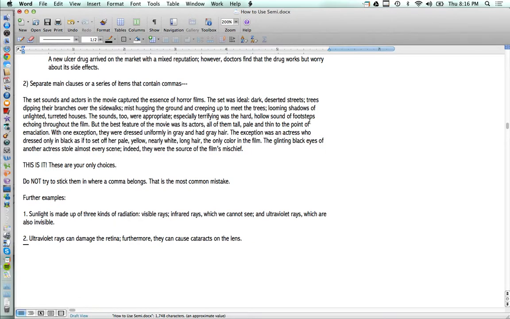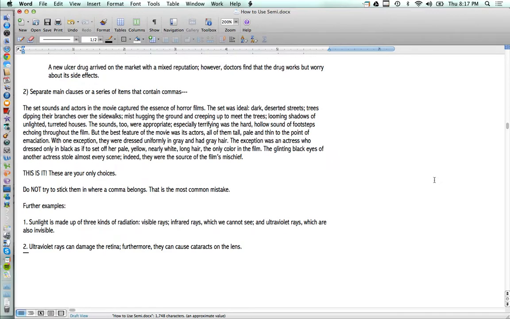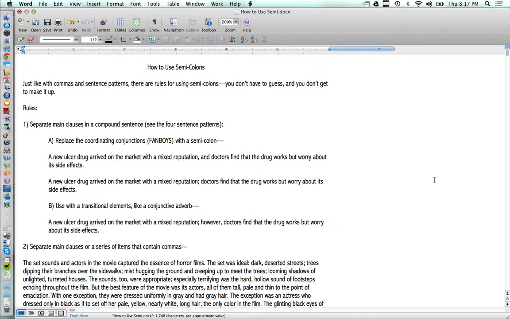So don't try to stick semicolons where a comma belongs. That is the most common mistake. However, I do want to encourage you to use semicolons. Try them out. Usually the first few times you don't get them quite right, but try anyway. Here are some further examples. Sunlight is made up of three kinds of radiation. Here's a list. Visible rays, infrared rays, which we cannot see, and ultraviolet rays, which are also invisible. And ultraviolet rays can damage the retina. Furthermore, they can cause cataracts on the lens. So that's it. Now you're an expert at using semicolons.